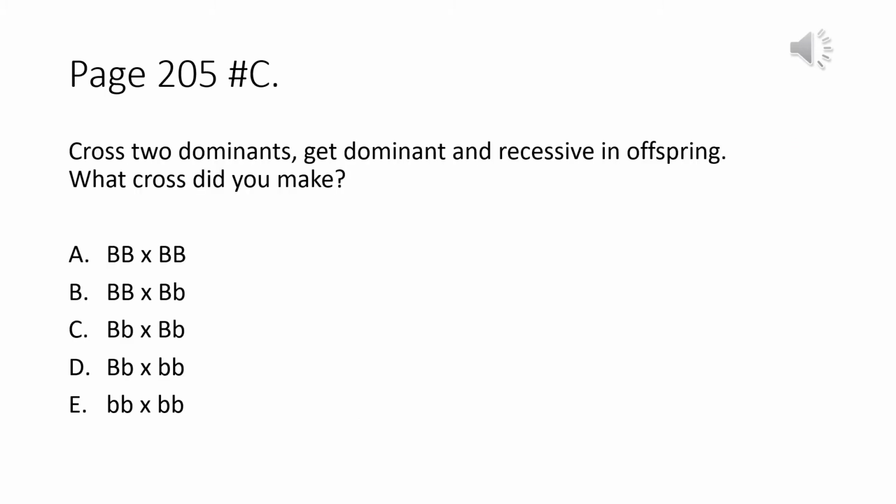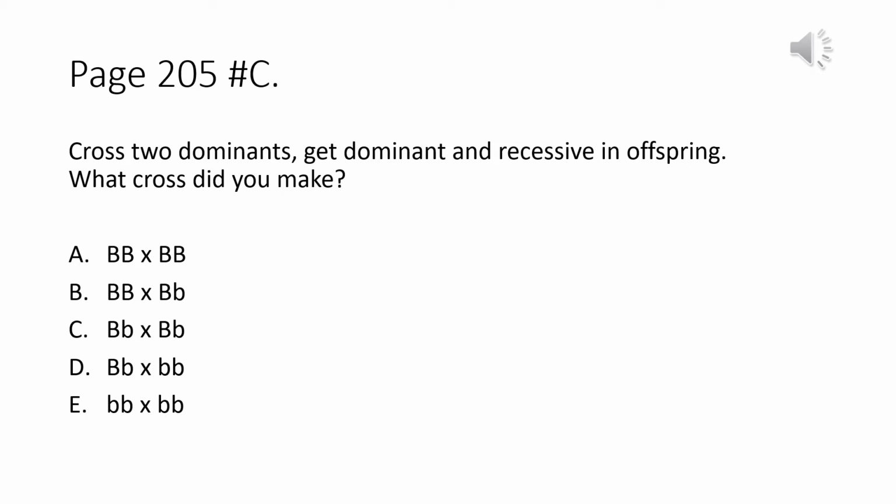Partially the reason we did that problem is to show you another question. If you cross 2 dominant phenotypes and you get dominant and recessive in the offspring, what cross did you make? It's really the same question, but on a multiple choice exam, like our lab exam, we could ask you if you crossed 2 black-furred guinea pigs and you got some dominance and some recessive in the offspring, what cross did you make? And a lot of people will spaz on the question.